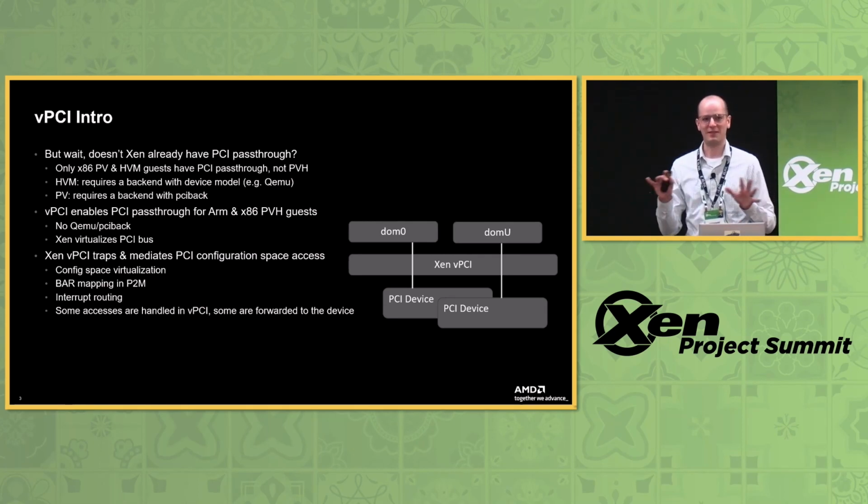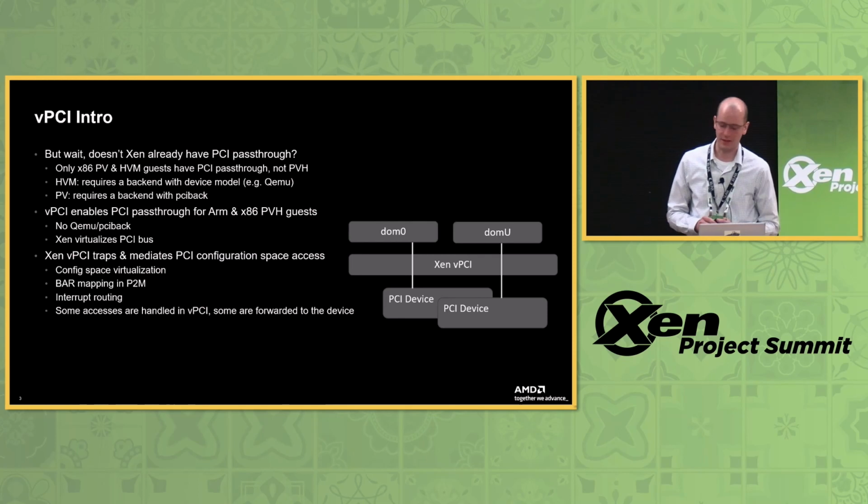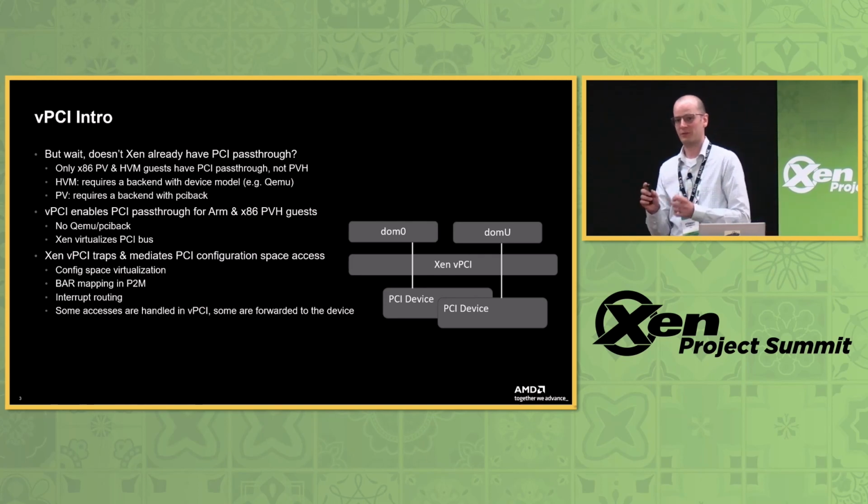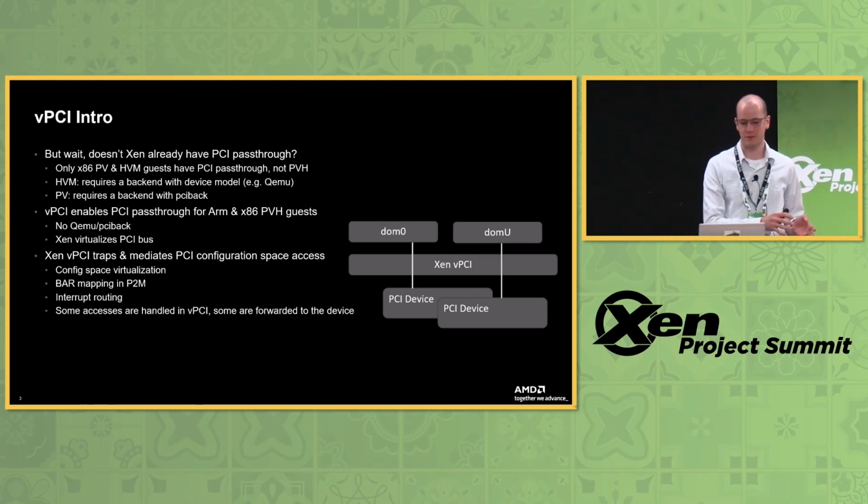I'm going to assume there's a little bit of general basic PCI knowledge with this presentation. And the first question that I'll anticipate, I'll just get it out of the way, is: wait, but doesn't Xen already have PCI pass-through? And yes, it does. On x86 for HVM guests and for PV guests. But not on ARM and not for PVH guests.